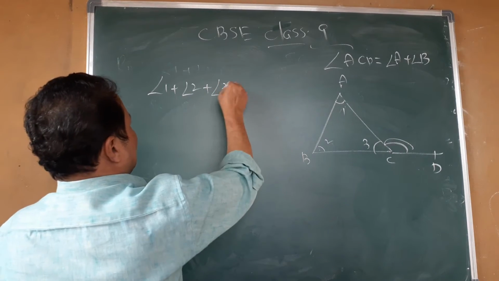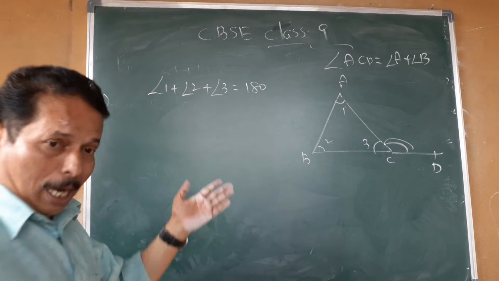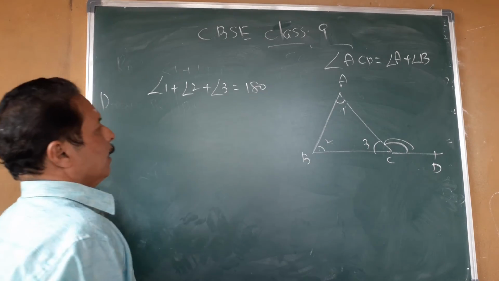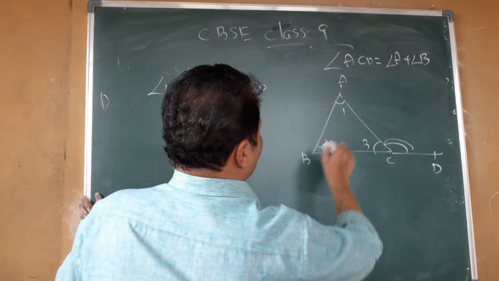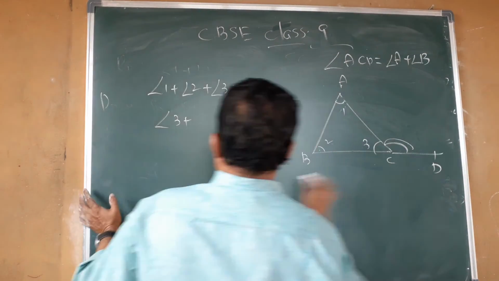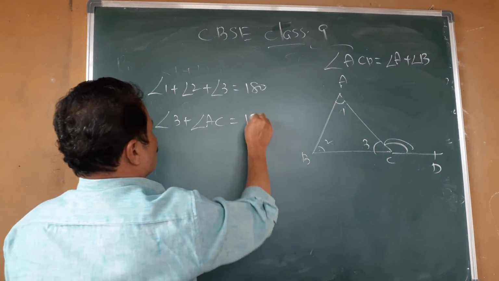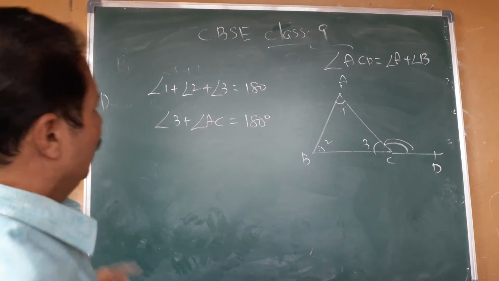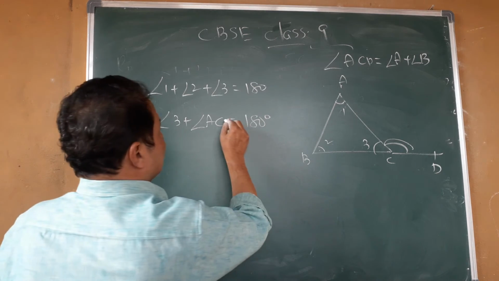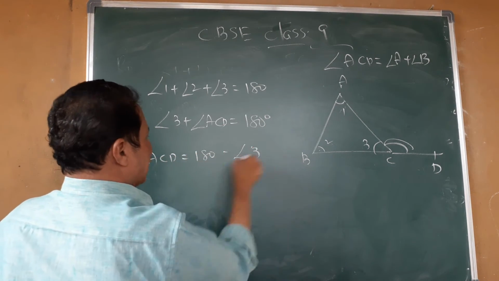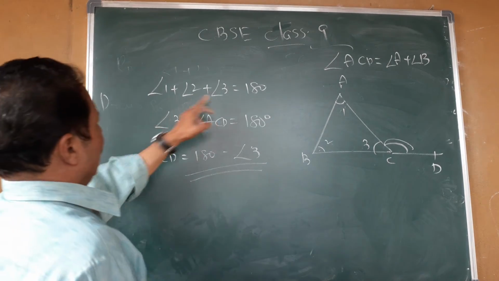Angle 1 plus angle 2 plus angle 3 equals 180. Now you studied that it is by the angle sum property. Now look here. Angle 3 plus that angle, angle ACD, is also 180 because they are a linear pair. You see that? From this you get angle ACD equals 180 minus angle 3. Is it correct? Similarly here.